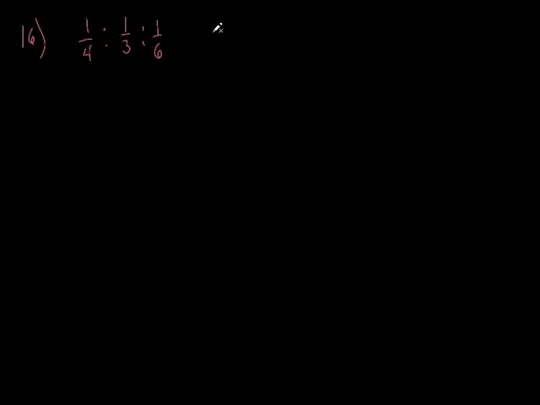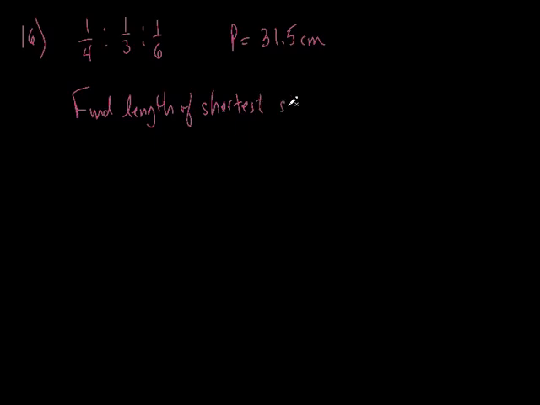And they even tell you the perimeter of this thing. The perimeter is 31.5 centimeters. Now they ask for something a little bit different, which is the length of the shortest side. So find the length of the shortest side. I'll just write it down so we remember what we're trying to find.